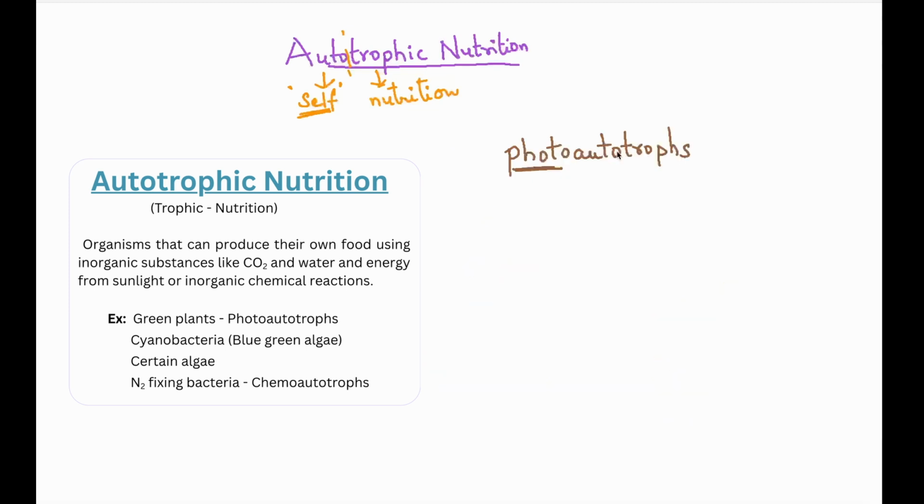First, we have the photoautotrophs. So all the organisms that obtain their energy from sunlight are considered photoautotrophs, and they are able to produce their food through a process called photosynthesis that takes place in the leaves of the green plants. So photosynthesis is a chemical reaction that is able to utilize the energy from sunlight and then produce the food, which is nothing but glucose, which is a carbohydrate.